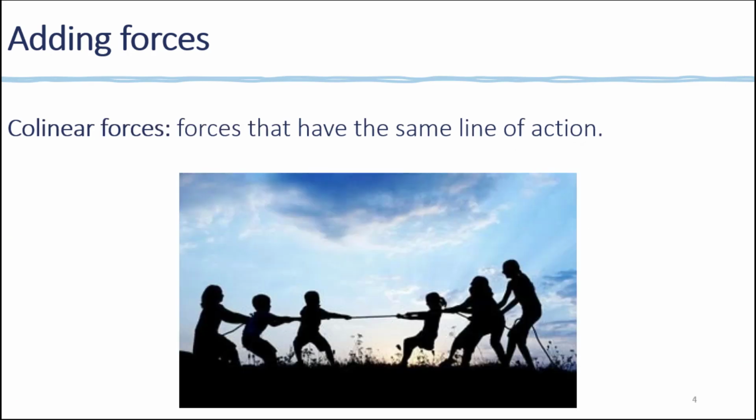So let's start with a simple case that involves what we call collinear forces. So collinear forces are forces that have the same line of action. Now the forces may act in the same direction or in opposite directions as long as they're along that same line of action. So if we take tug of war, for example, the rope is the line of action and the force that each player exerts on it is along this same line of action.